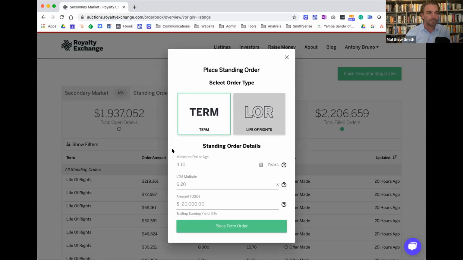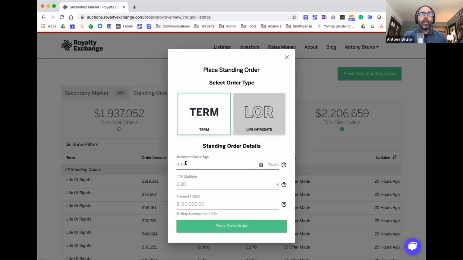Right. Once you select that term option, you're going to see the details that you can fill in. These are the components of your order. Essentially, you're able to say, okay, I only want a catalog that has a minimum dollar age of whatever. As you can see, we've pre-filled it here as an example of 4.10.